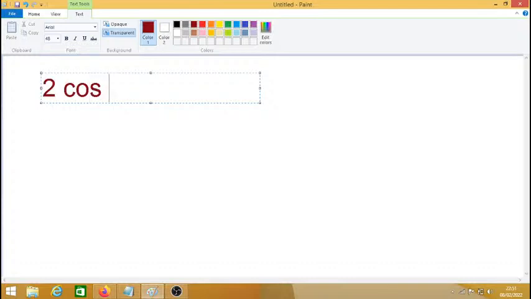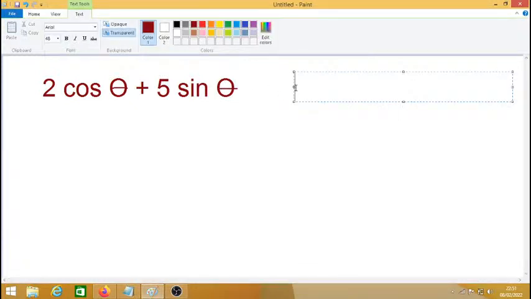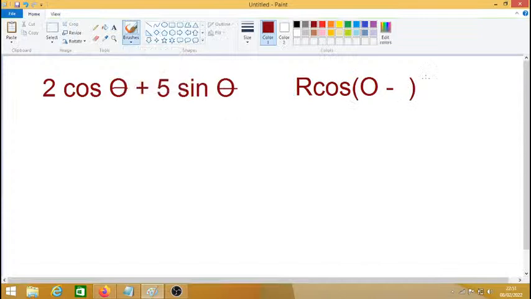So yesterday we had an expression which was 2 cos theta plus 5 sine theta, and we wanted to write that in a shorter form, which was just made up of cos. So the form that we wanted to write it in was R cos theta plus alpha. Sorry, theta minus alpha. So in yesterday's lesson we did that.